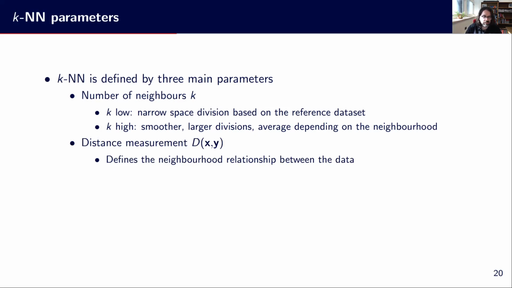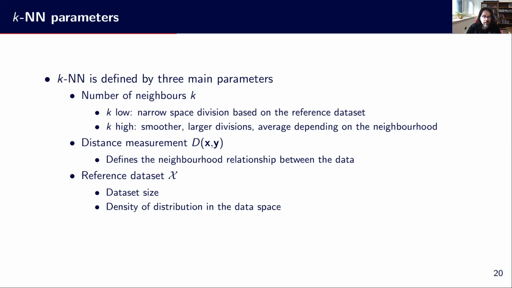And if we are looking at the distance measurement, we can define the neighborhood as a function d. The function d is measuring the relationship between the data. And we have a reference data set. So basically: number of neighbors, the distance measure, that can be Euclidean distance or something else, and the reference data set, which are the data that we are using for our KNN evaluation. And this reference data set is giving us the density of the distribution in the data space according to our samples.